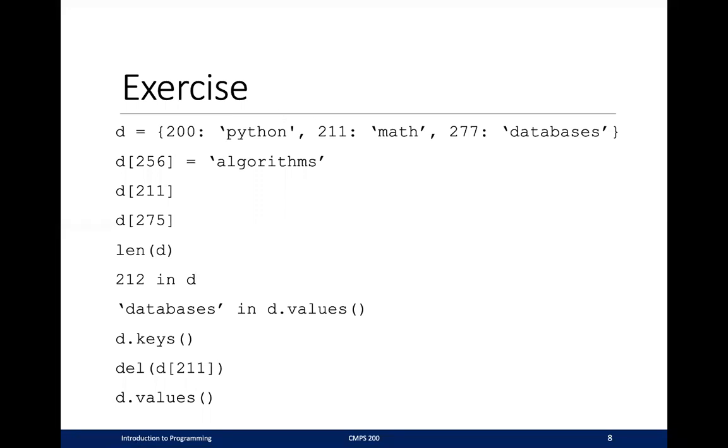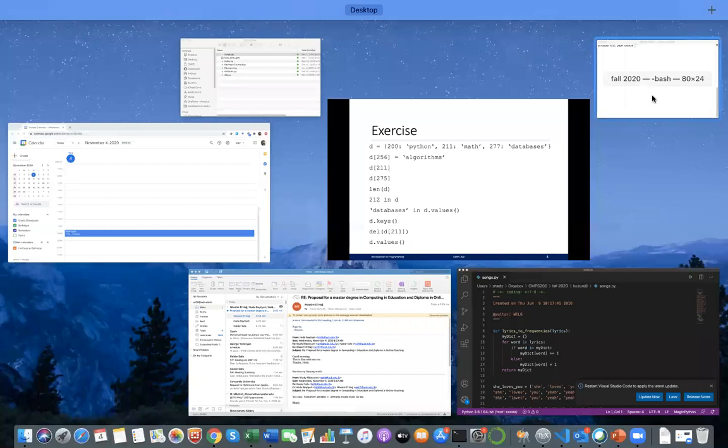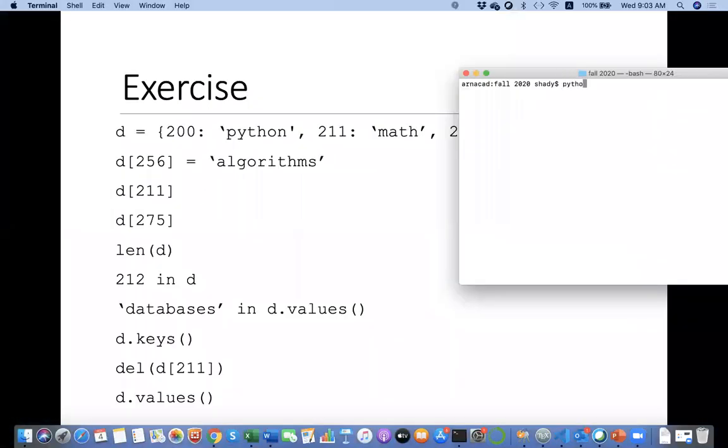And then we did some operations: lookup, adding, deleting an element from the dictionary, looking at the values alone or the keys alone, etc. Just to remind you, we'll do this exercise quickly together. When I do D of 256 equals algorithms, that means append this element to the dictionary, the element which has a key of 256 and a value of algorithms.